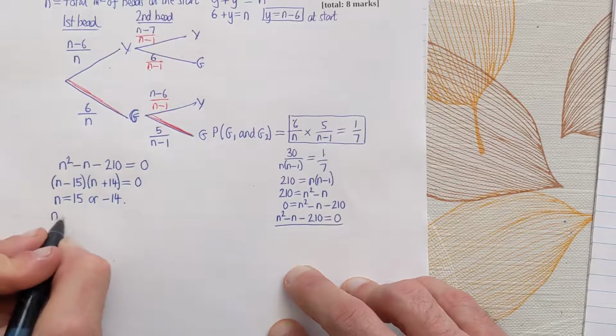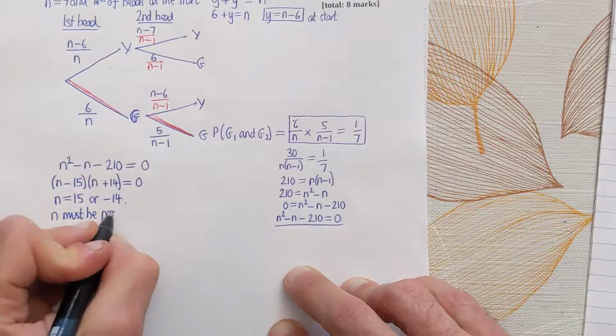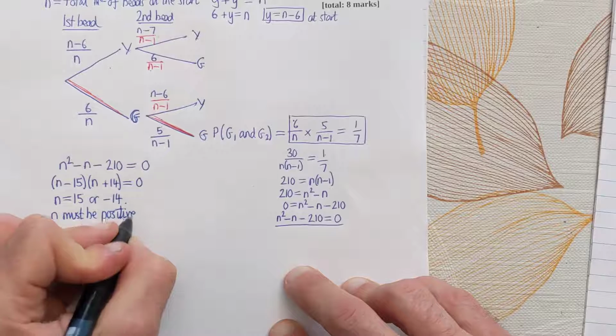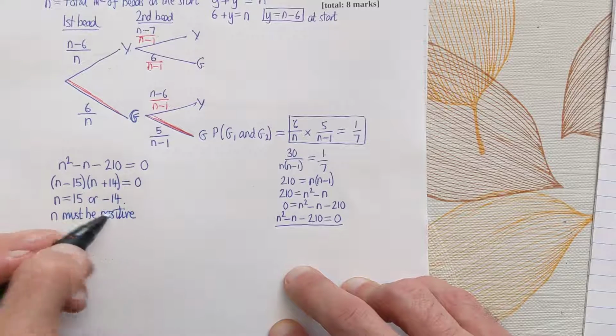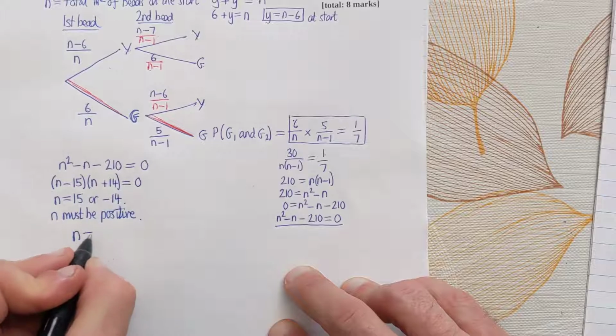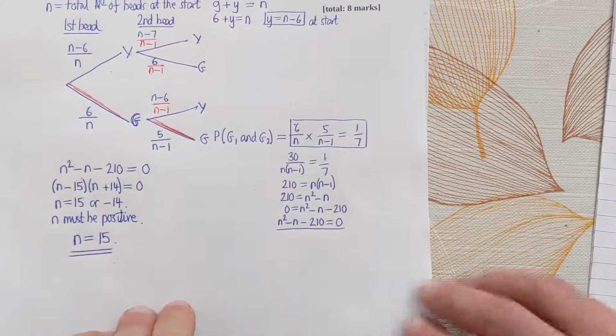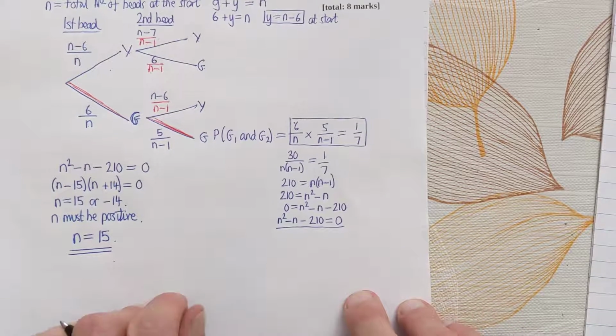But of course, n must be positive. We start out with a positive number of beads, not a negative number of beads. And so n is 15. And that concludes the question.